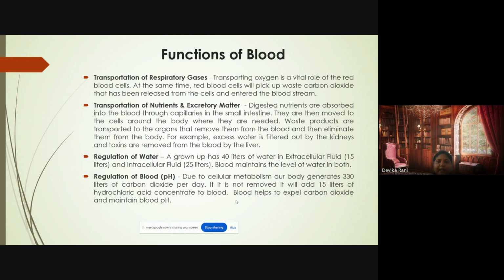Now, regulation of blood pH. Due to cellular metabolism, our body generates 330 liters of carbon dioxide per day. If it is not removed, it will add to 15 liters of hydrochloric acid concentrate to blood. Hydrochloric acid means acid, so it will make the blood acidic, whereas, if you remember, blood is slightly alkaline. That means it will make the blood toxic. So this carbon dioxide needs to be removed from the body. Blood helps to expel carbon dioxide and maintain blood pH.